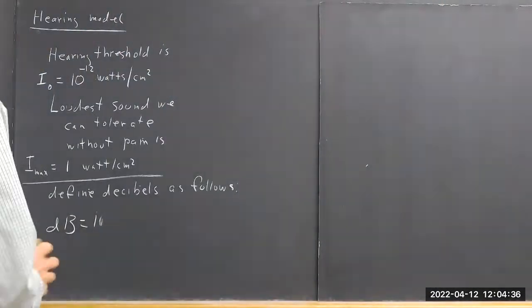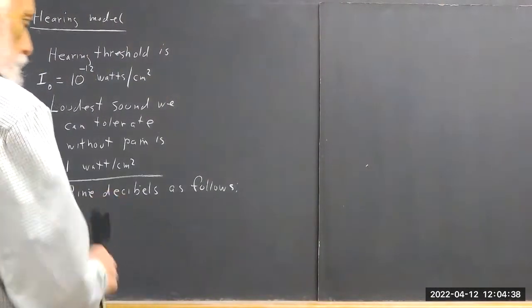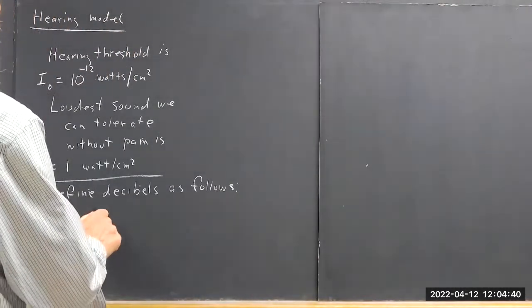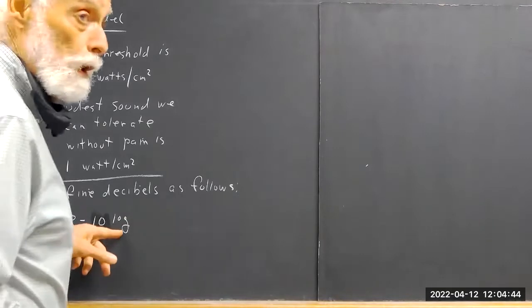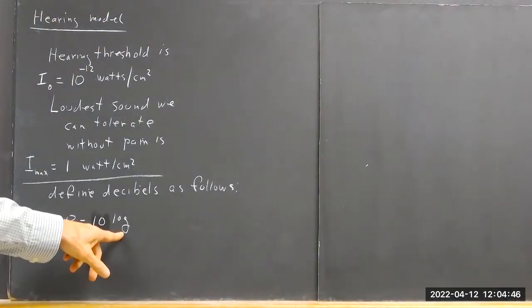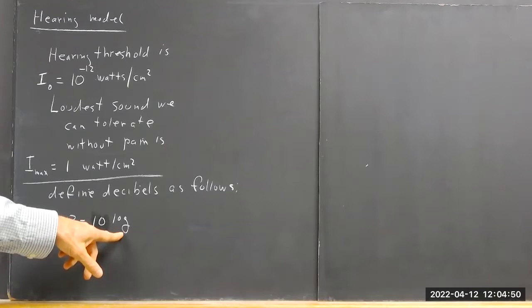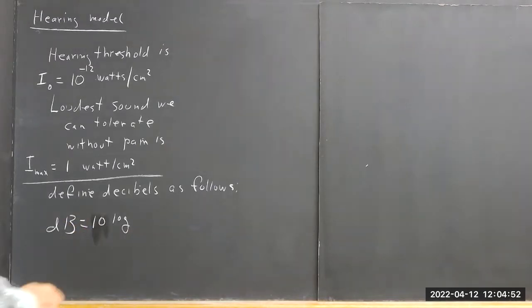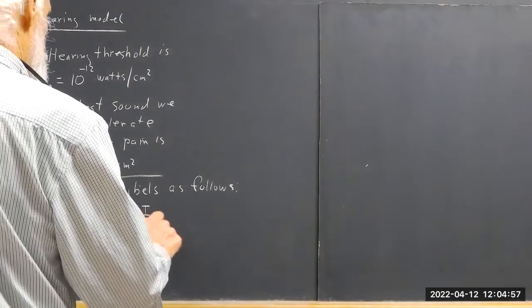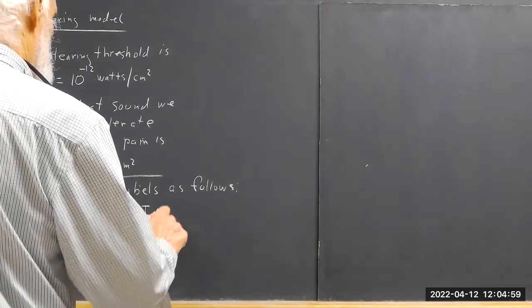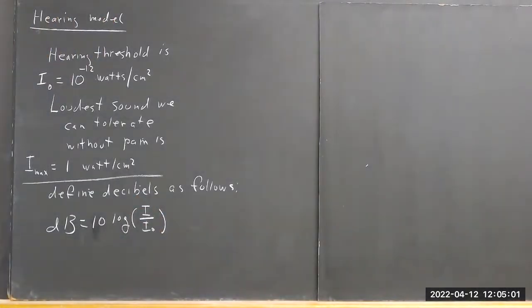Writing 10 and log at the same time, that's not really a good way to write. It's 10 times the log. Log is a key on your calculator, and it's the inverse to the 10 to the x function. I is the intensity of a sound.